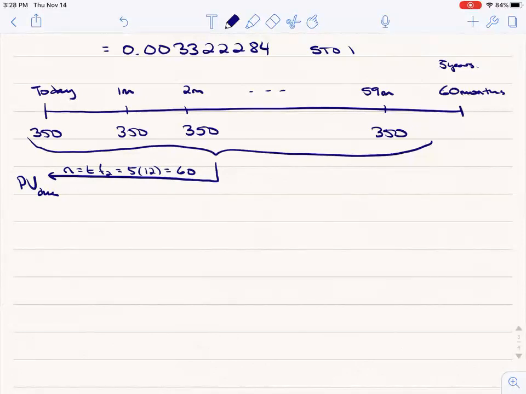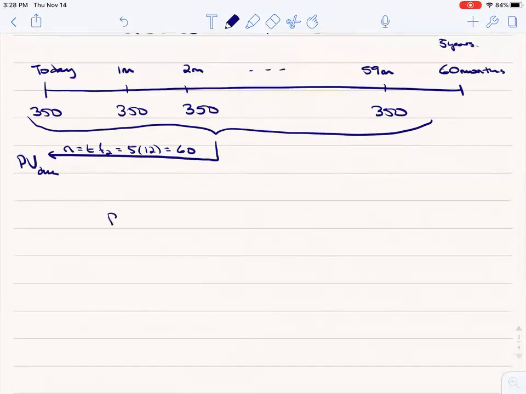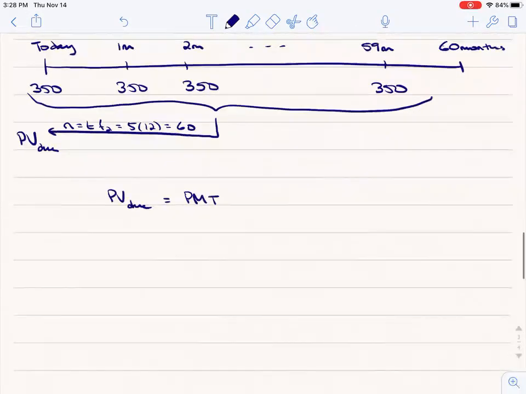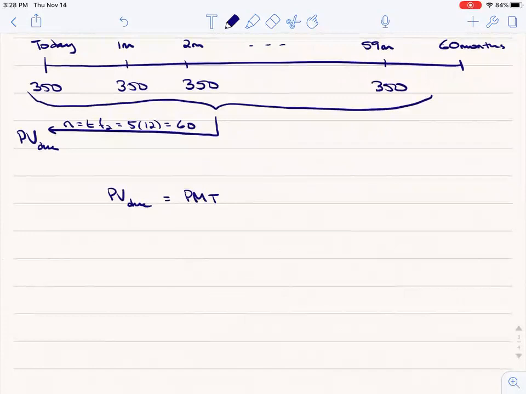All right. So now we can find the present value due. So we use the formula. The present value due is the payment amount, and I want to see just the blank formula first. The payment amount times 1 minus 1 plus I to the negative n, over I.